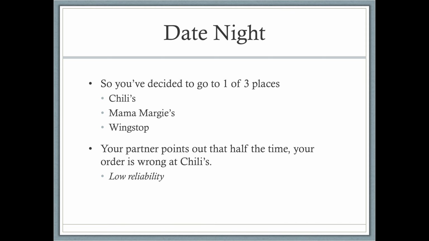Delicious. Your partner, when you're trying to figure out what to eat, points out that half the time when you go to Chili's, the order is wrong, right? Or something's wrong with it. It might be that your partner gets the food and it's exactly right, and yours is very wrong, or vice versa. Or one time you go and it's really great, but the next time it's really bad. So it's low reliability. You don't know what you're going to get. It might be great and it might not be, right? So low reliability.